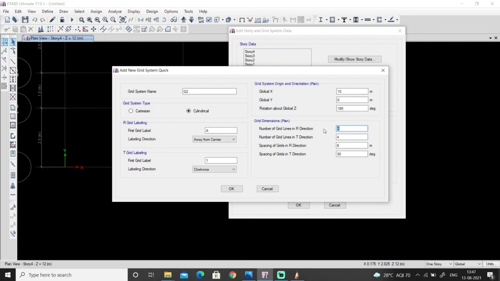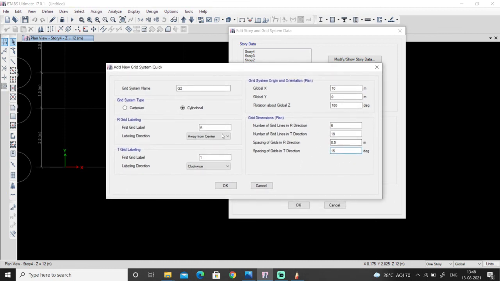So the number of grid lines required in the r direction is 6, and the number of grid lines in the t direction is 19. The spacing of the grid lines in the r direction we divide by 0.5 meter, while the spacing of the grid lines in the t direction we require at 15 degrees. So we have just entered the perfect data for the cylindrical grid.